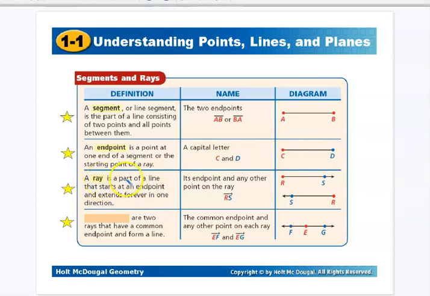A ray. Now this is part of a line that starts, make note of this, it starts at an endpoint. In our diagram, that endpoint is R. And it extends forever in just one direction. So when we label this, we start with R. Pay attention, I have no arrow at that endpoint. The point that it goes through and continues on from will be the second letter. We're going from R to S.